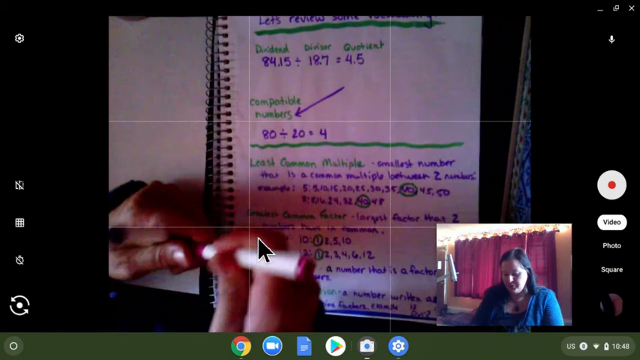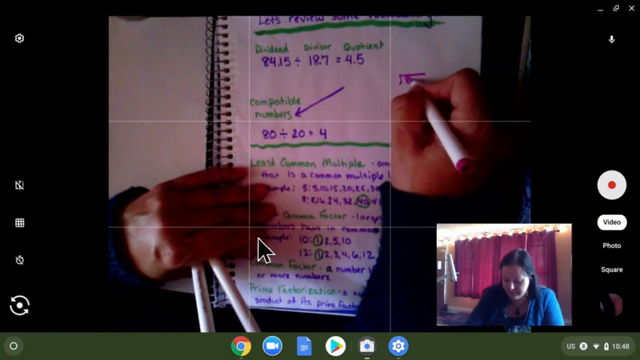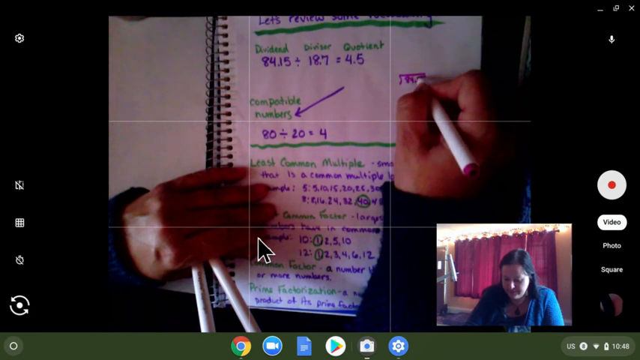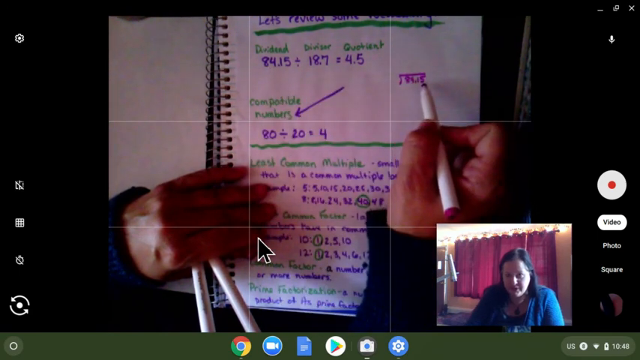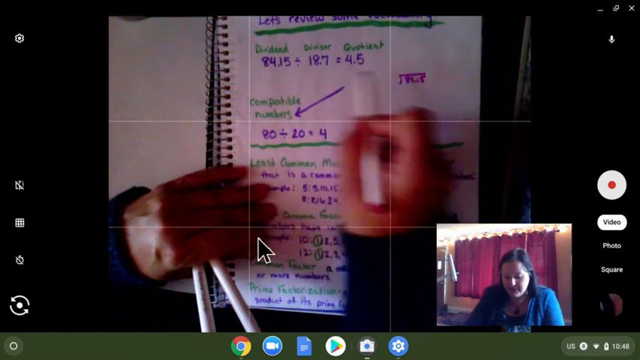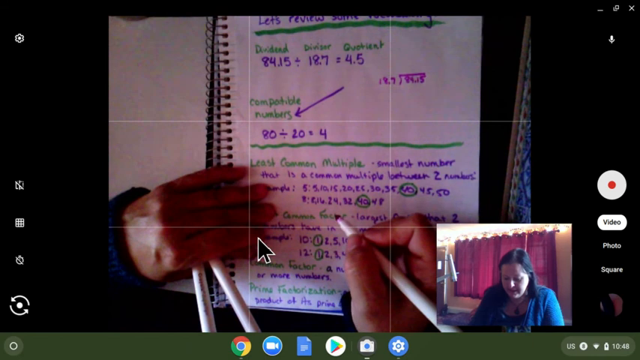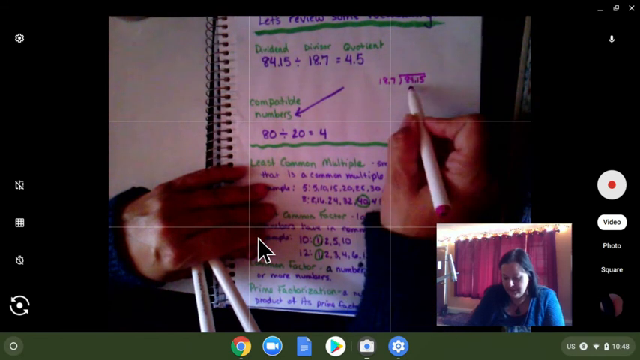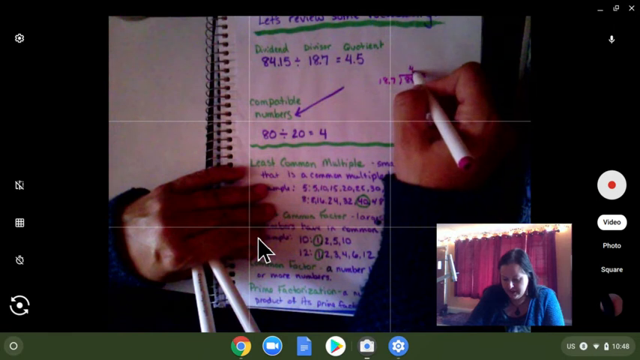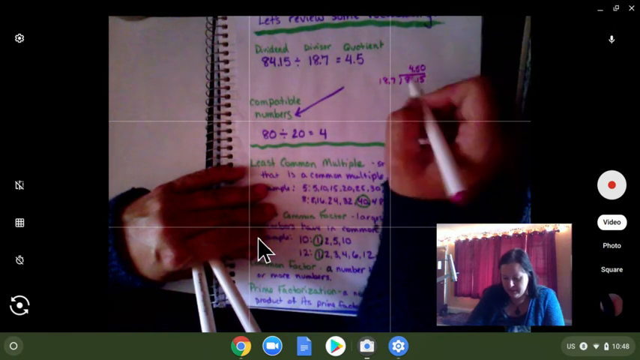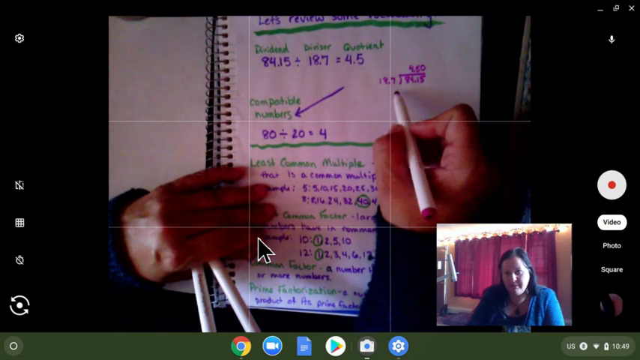So sometimes you will see this problem written like this. Your dividend goes on the inside, the first number in your division problem. 84 is what's getting divided up. It's getting divided by 18 and 7/10. This is your dividend, this is your divisor, and your quotient is your answer. And I will be teaching you about how to divide by decimals.